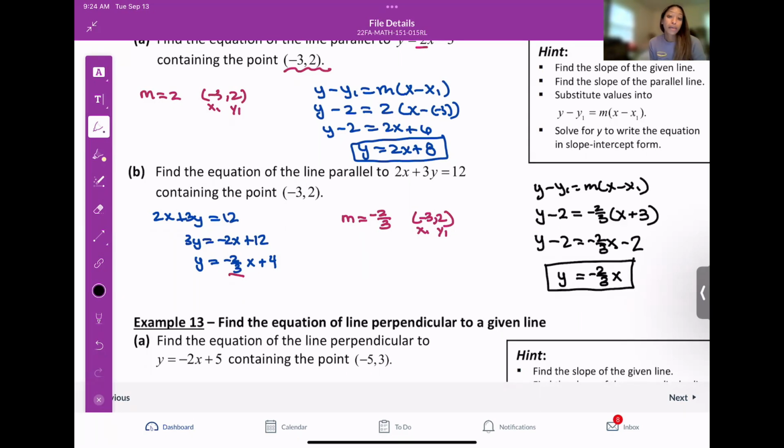The line that we just came up with, y equals negative 2/3 x, let me make sure I believe it, has a slope of negative 2/3.